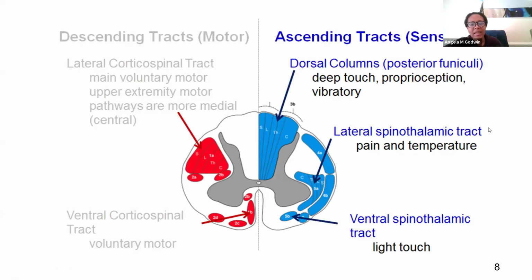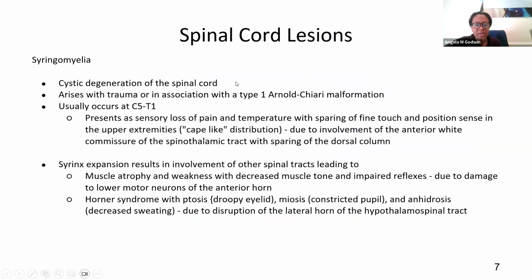If it were to grow, it gets into proprioception and light touch, and again, it has that cape-like distribution, which I usually show a picture of. And again, that's really about the placement of where the lesion is. Proprioception, again, is like the ability to, with your eyes closed, be able to tell what's in your hand, I guess, is trying to give an example of that.